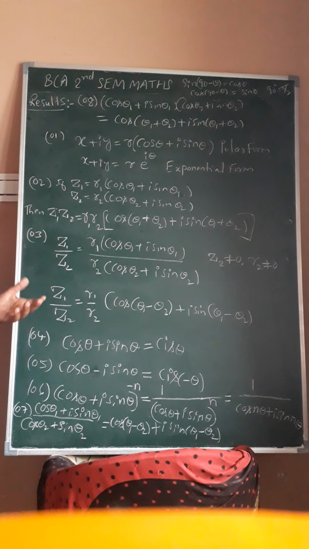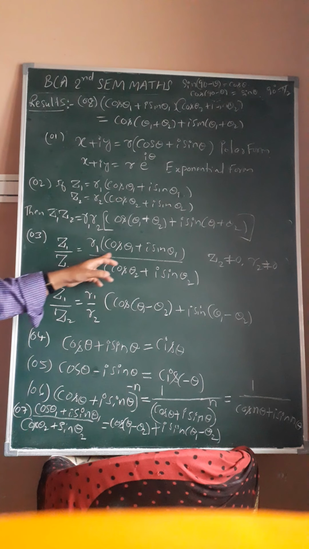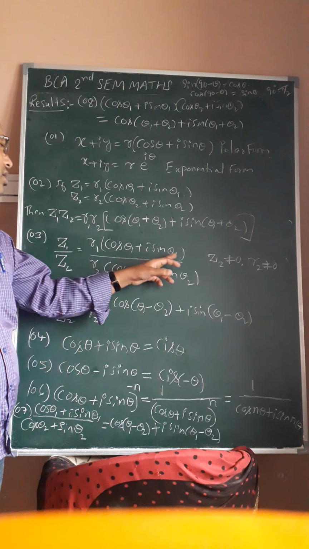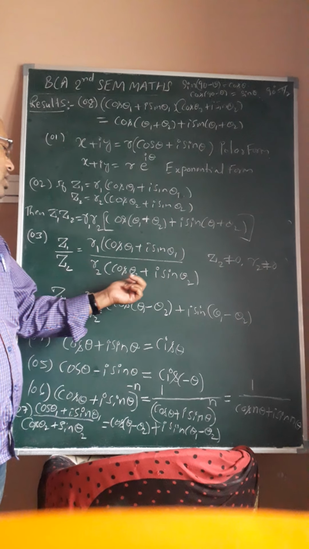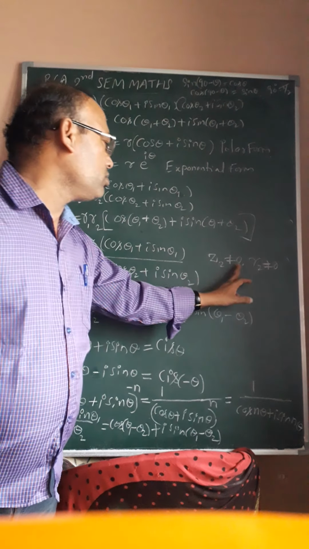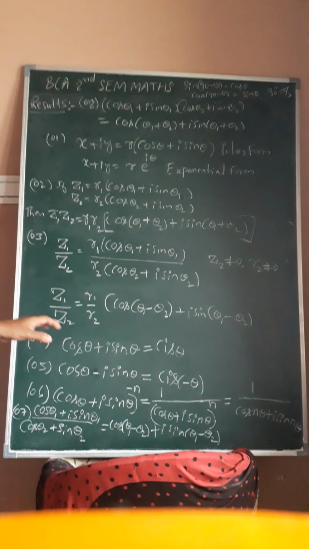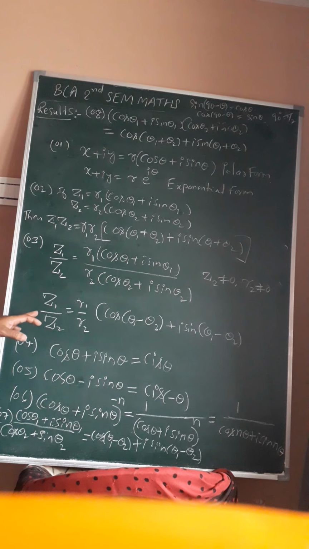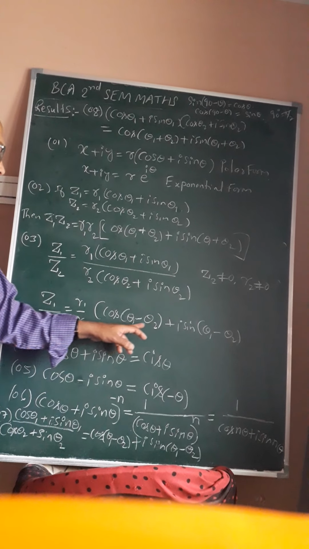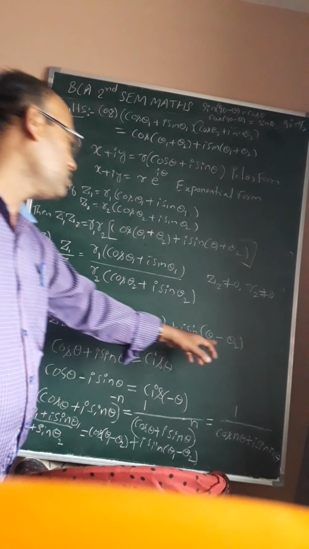Similarly, their division z1 by z2 is equal to r1 into cos theta 1 plus i sin theta 1 divided by r2 into cos theta 2 plus i sin theta 2. Here z2 should not be equal to 0, similarly r2 should not be equal to 0. Then z1 by z2 is equal to r1 by r2 into cos of theta 1 minus theta 2 plus i sin of theta 1 minus theta 2.